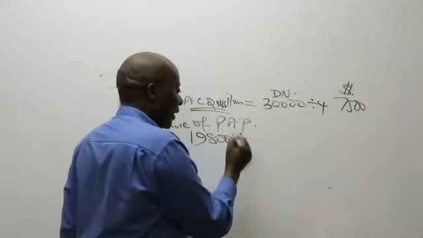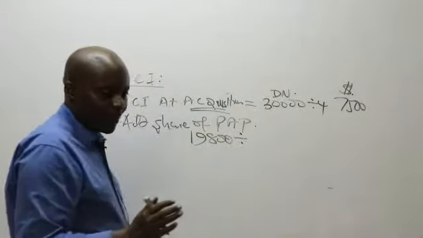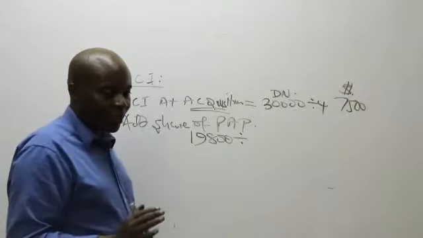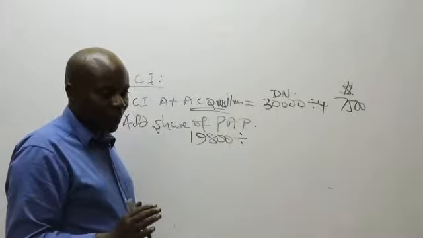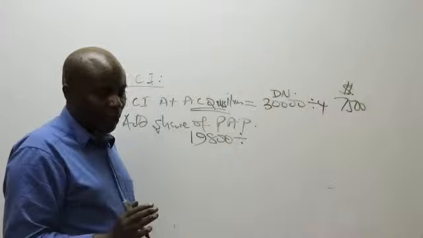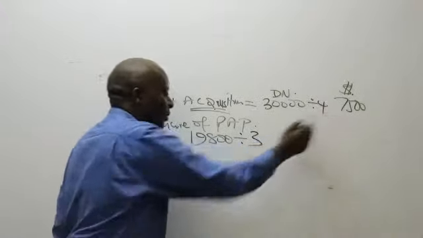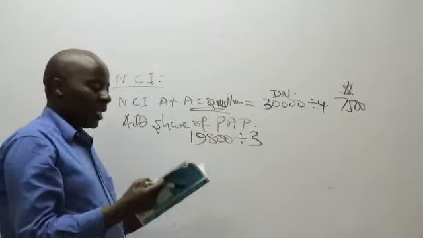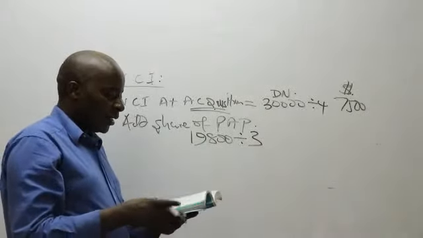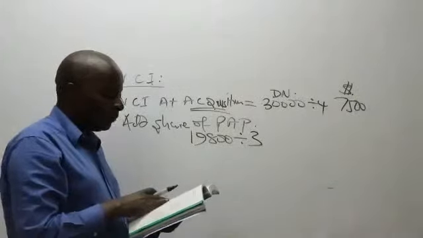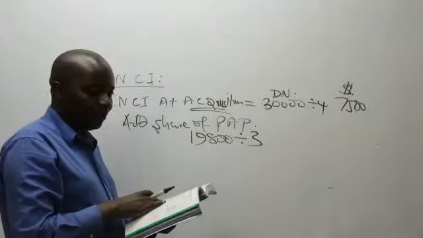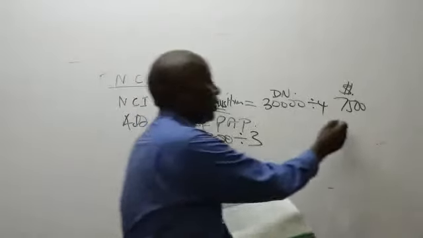Come and divide this by the average rate. What is the average rate? 3. So divide by 3. Could you kindly give me a figure to write there? 6,600. Thank you very much.